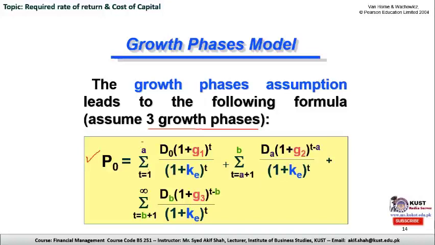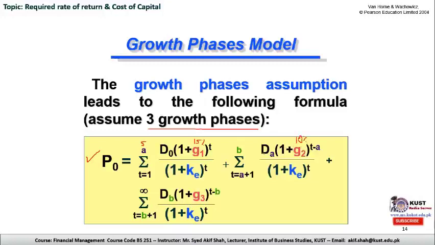Let's suppose A is up to 5 years of time period, and the company's stock is growing at the rate of 15%. The rest of the formula will remain as it is, whole divided by 1 plus k e raised to the power t, and then whole raised to the power t, which is 5 years. Then after 5 years, at the start of the 6th year, the company's stock will grow at the rate of, let's suppose, 10%. So here the g factor will be 10%.